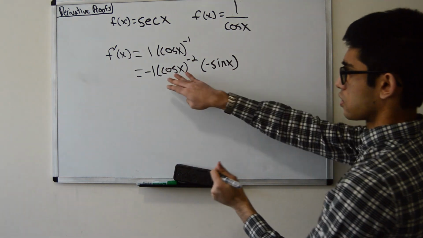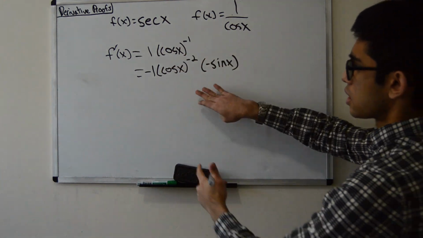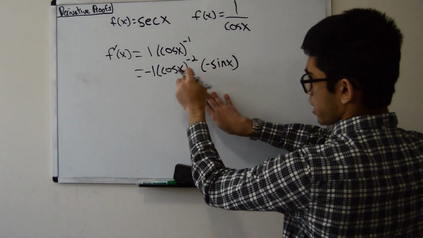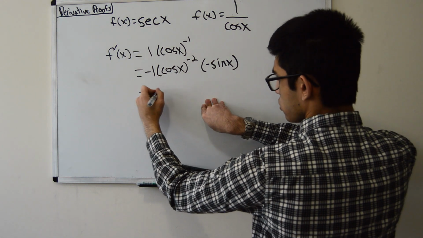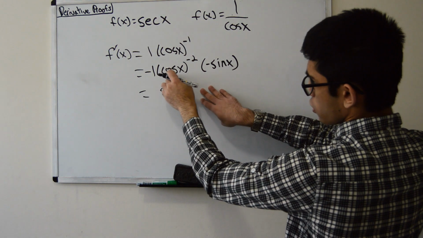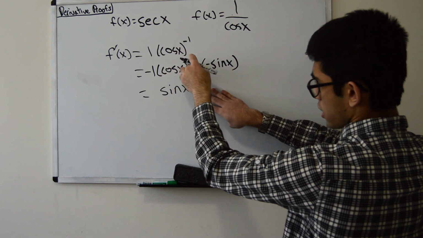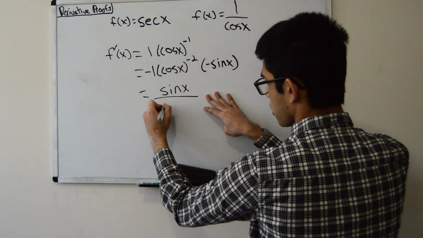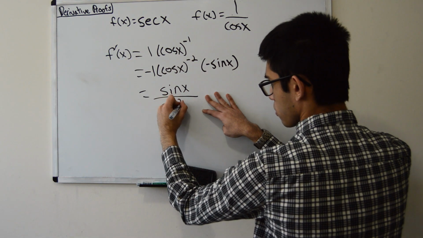Alright? You can see how this went to this. Okay, so I have a negative in front of the sine of x, and then I have a negative here. So what I'm going to do is just write sine x up here, because the negatives cancel out. And it was cosine x to the power of -2, so let's bring that to the bottom. So we're going to have cosine squared x.